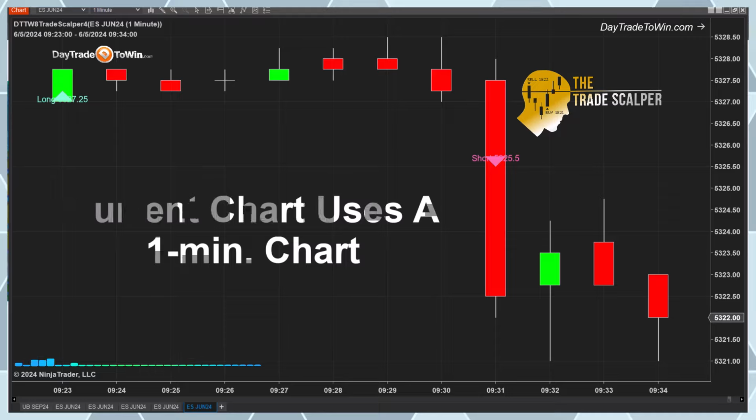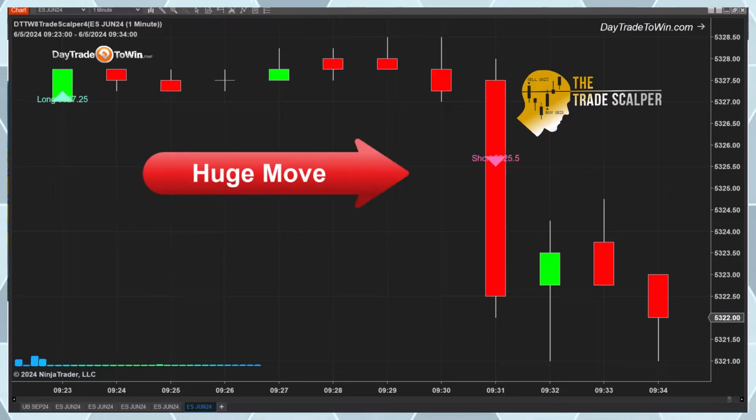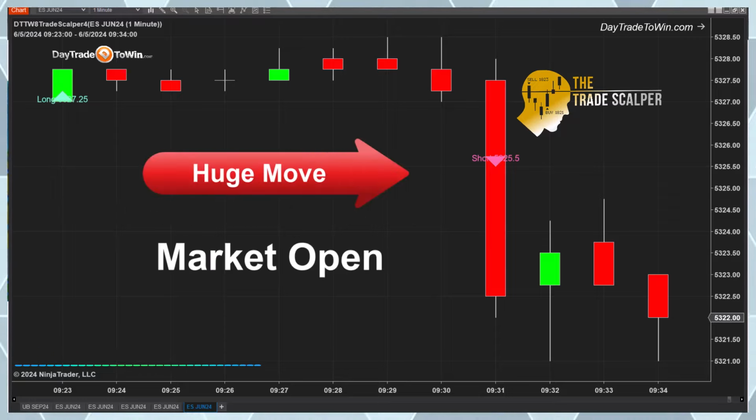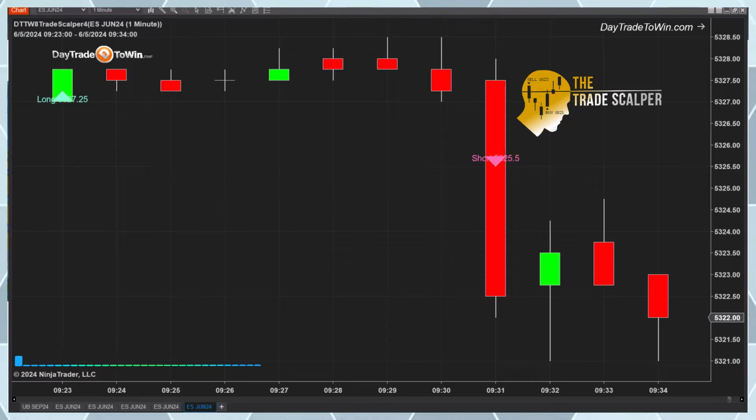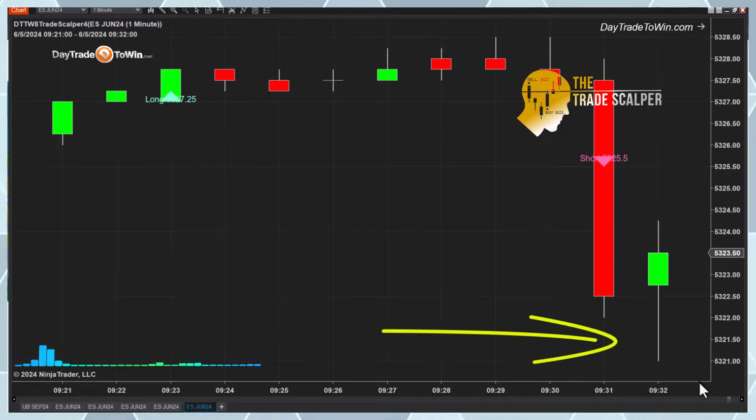So the first thing we're going to notice is that right as the market opens, there's a huge move. So this is normal. Everything that you're seeing here with this large candle, the bell rings, everybody buys or sells, absolutely normal. What happens next is the market, after the first candle, stops trading at 53.21. This is what it looks like right here.